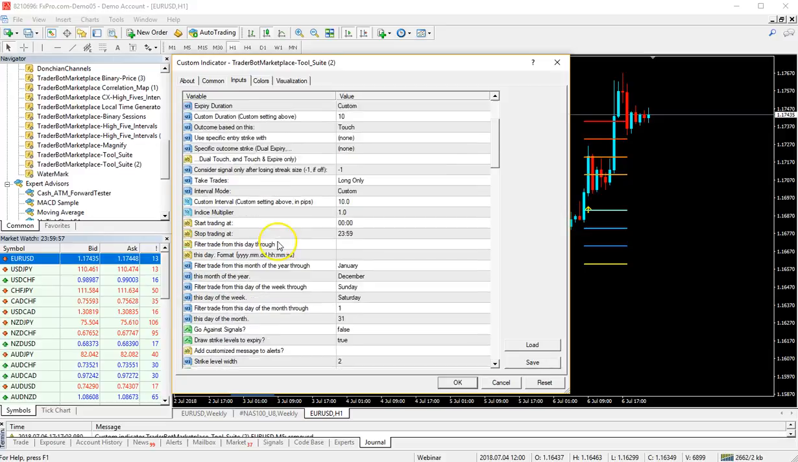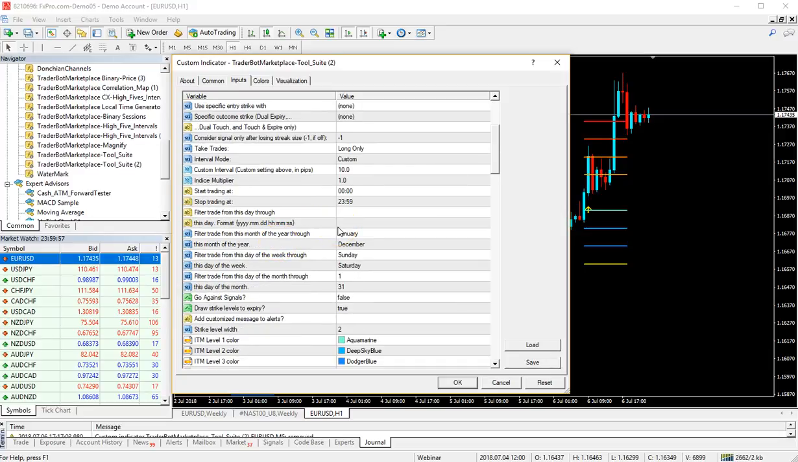This is one of my favorite parts of the series here. Okay, we're going to be talking about these six sections. Filter trade from this month of the year through this month of the year, or filter the trade from whatever day of the week, or filter the trade on whatever day of the week or day of the month that you want to.